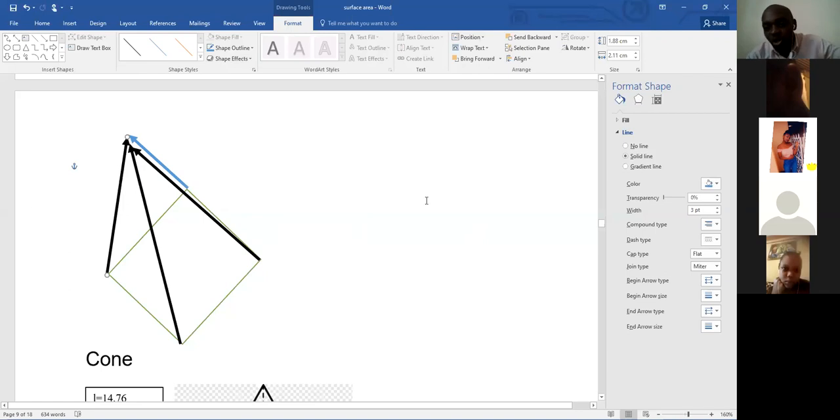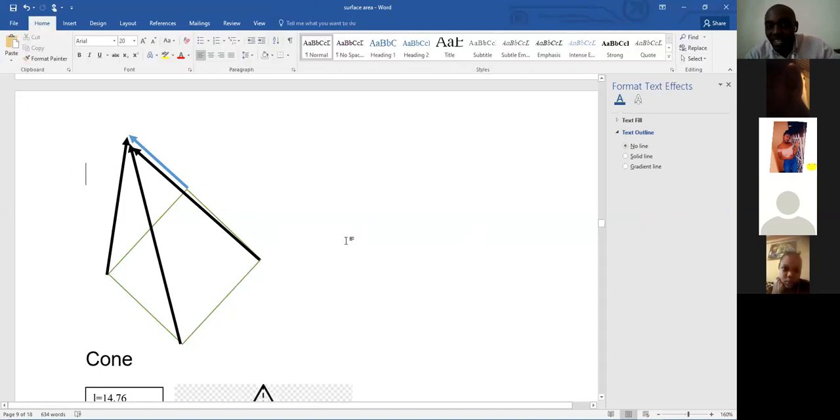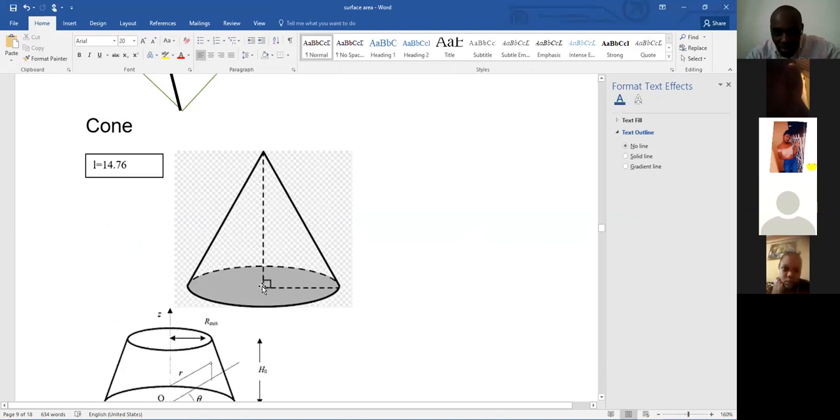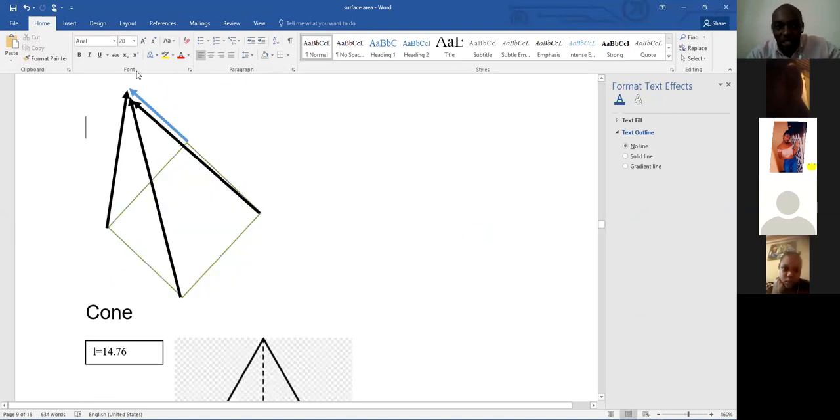So I've said a cone is defined by its shape. Not a cone, sorry, a pyramid. A pyramid is defined by its shape. And a cone is like a pyramid. Look at it. We have the slant height, we have the apex, we have the actual height, which is perpendicular to the base. So the height of a cone is usually perpendicular to the base.